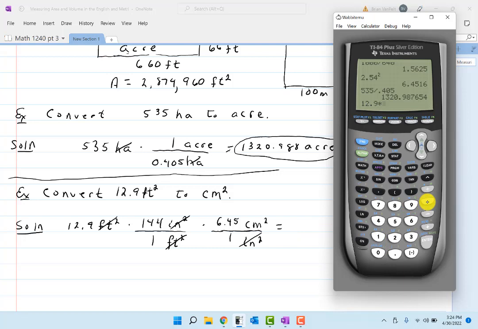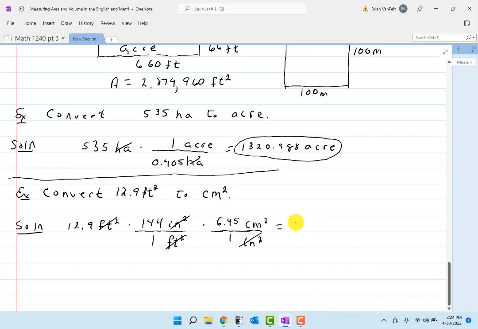12.9 times 144 times 6.45, and we end up with 11,981.52. And don't forget your centimeters squared.